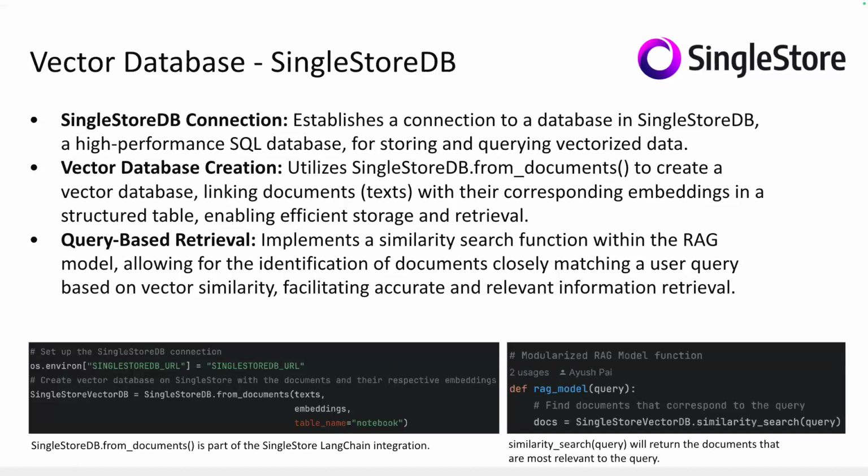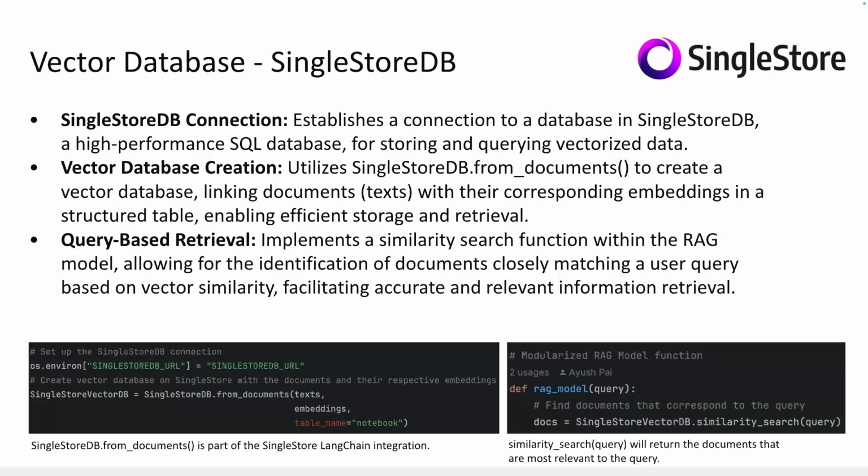With this method called SingleStore DB from documents, we can create a vector database which pairs these documents that we have from LangChain with the respective embeddings that we get from OpenAI. This pairing allows us to create a structured table, which is meticulously designed for swift retrieval, efficient storage, and really allows for the crucial handling of a lot of data in a lot of cases here.